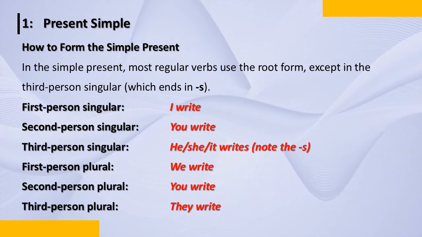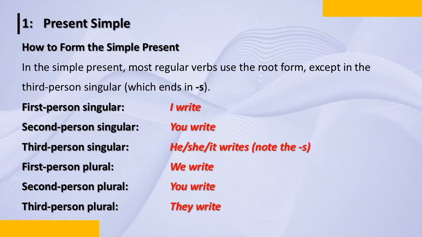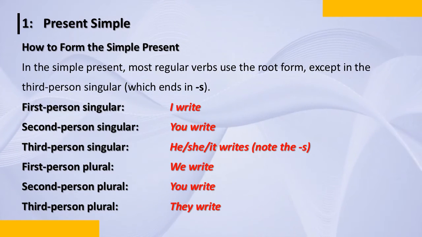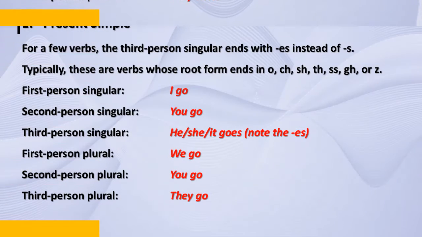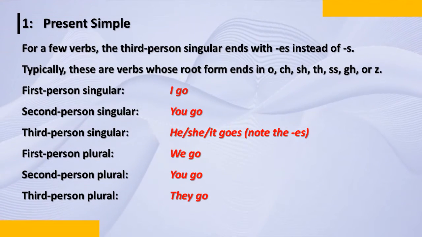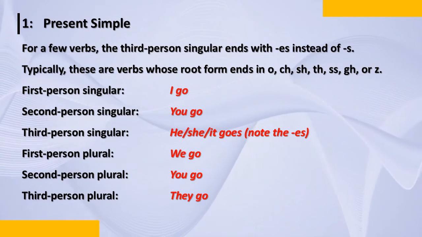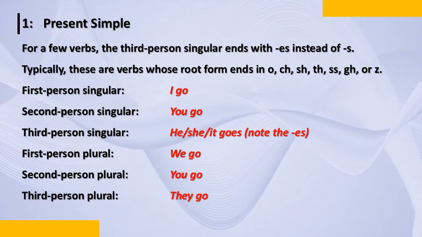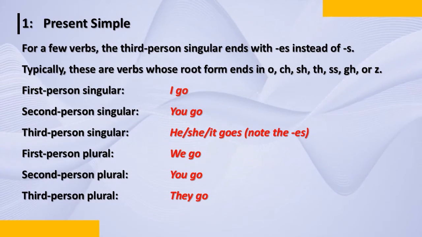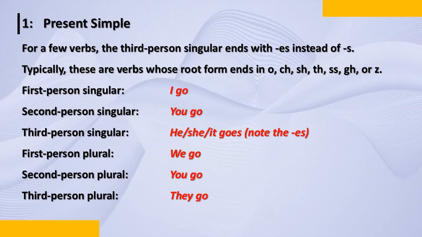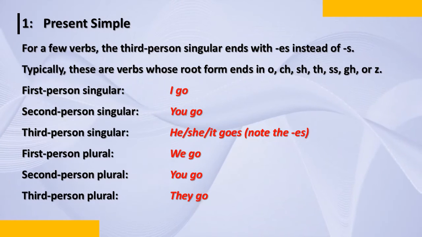So when we talk about the third person, always remember it is somebody apart from me and you, there is a third person, right? So they write. So let us see verbs. Third person singular ends with es instead of s. Typically, these are verbs whose root form ends in o, ch, sh, th, ss, gh, or z, right? Like first person, I go. Second person, you go. Third person, it is he, she, it.